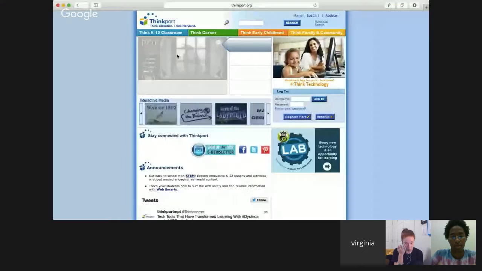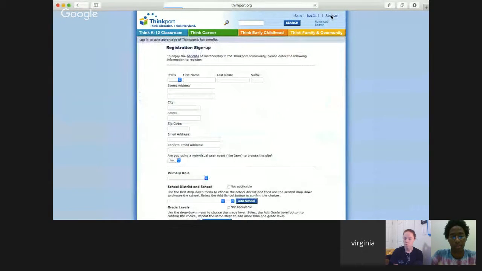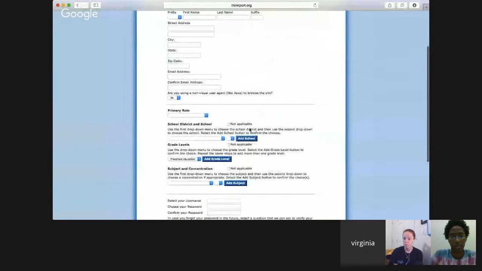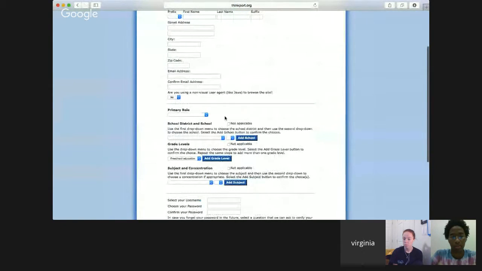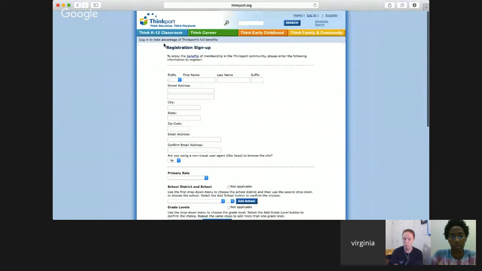screen. This is what it looks like, and you can register and make an account, and you just have to put in all this information. The role part is where you can pick if you're a parent or a teacher or an administrator, and then you can pick your school district and your grade level. So then everyone can stay in contact when they're on this website.